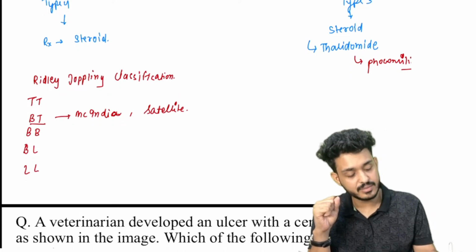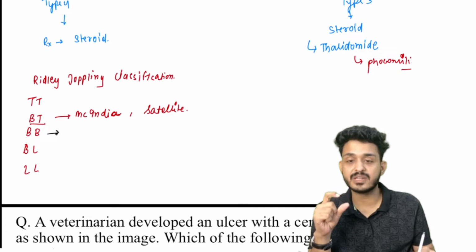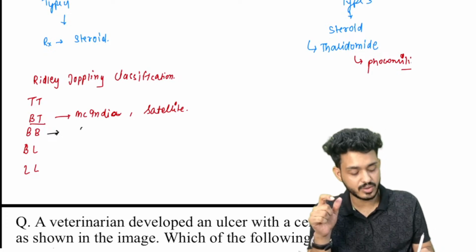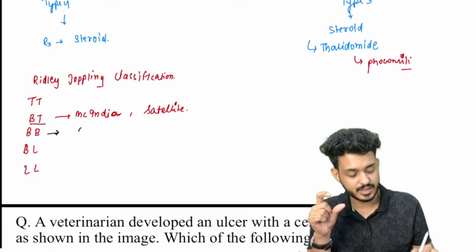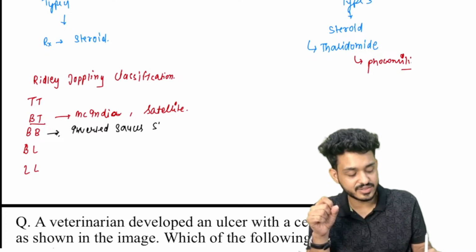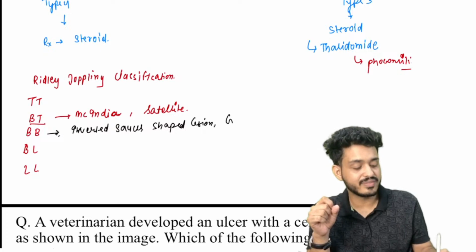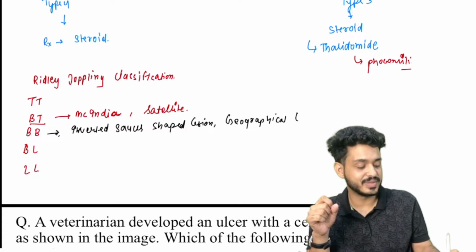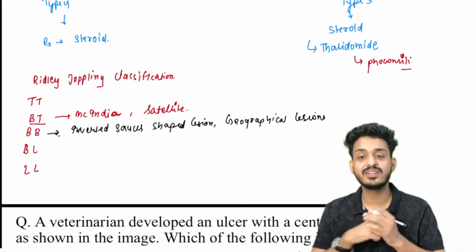Second one, BB type of leprosy. Remember the inverted saucer appearance. Inverted saucer shaped lesions you will be finding. And geographical lesions will be there. So these are the two things.